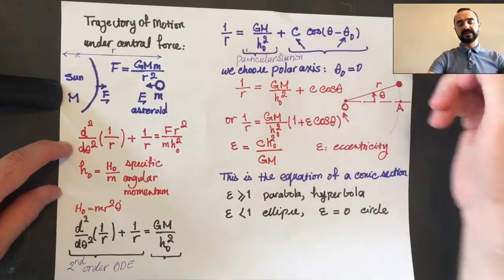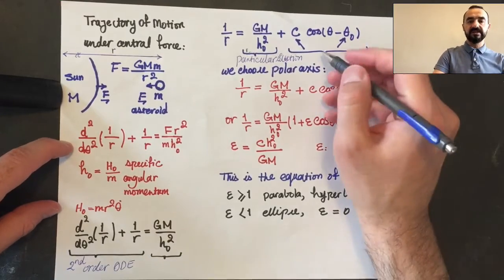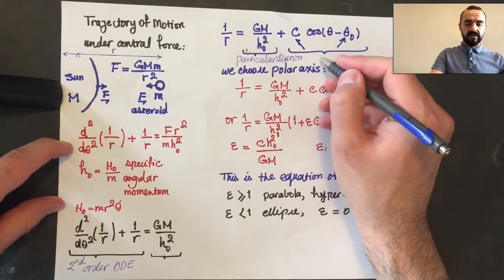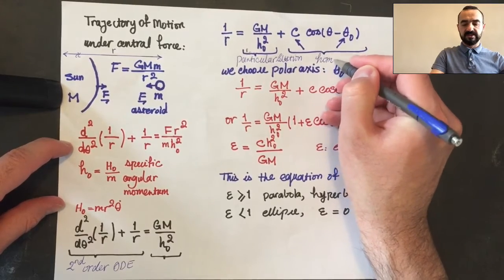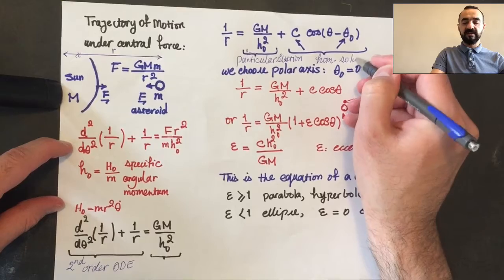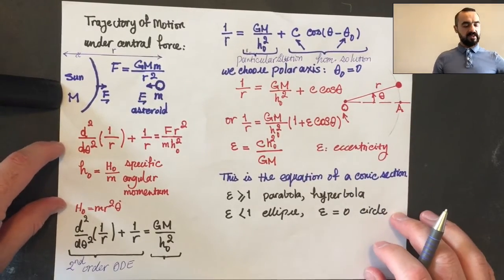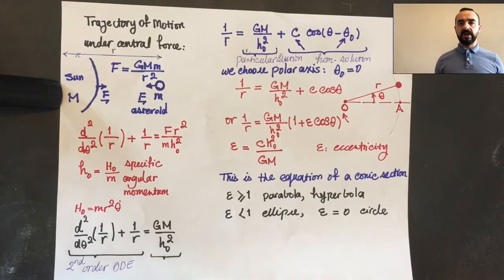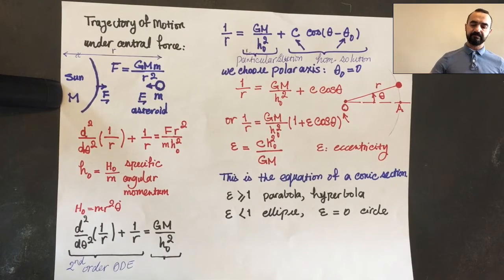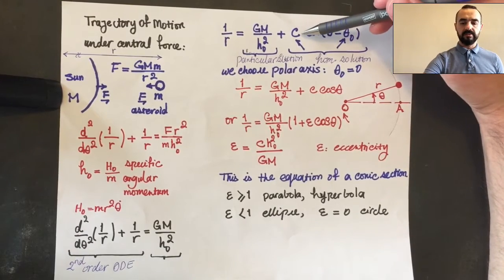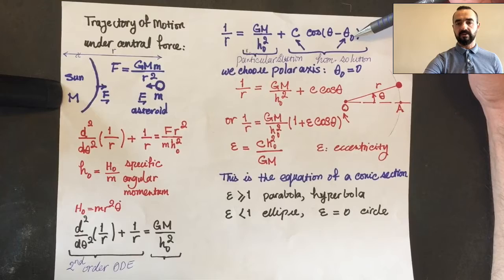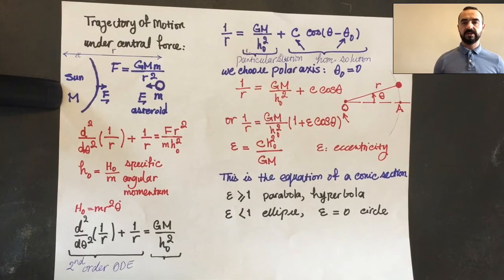And then plus capital C cosine of theta minus theta 0, and this is your homogeneous solution. I have seen it called both homogeneous and homogenous in different textbooks. And you know that when you have a second order ODE, the solution is going to have two constants, which are to be determined using your initial conditions. So we have this unknown C and this unknown theta 0, which are to be determined using initial conditions.